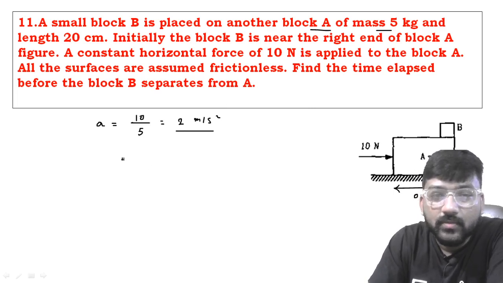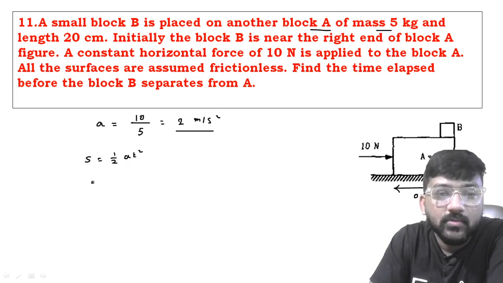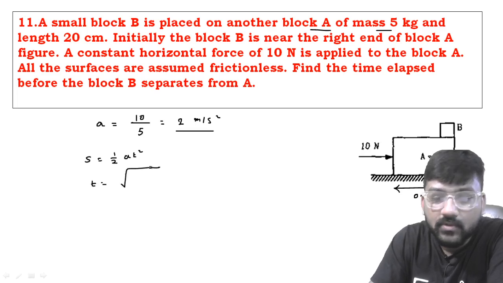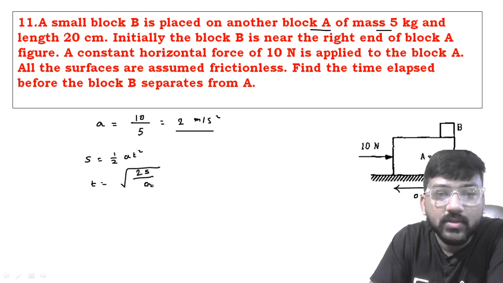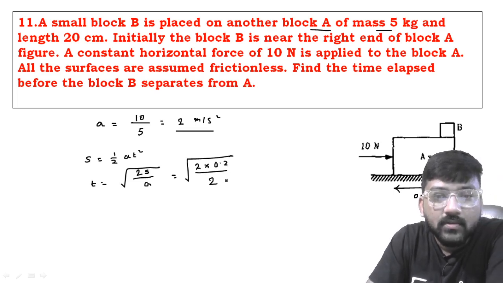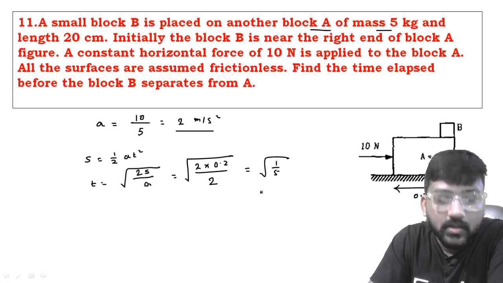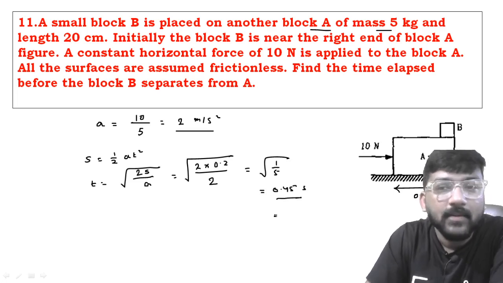Okay, so you know from your kinematics equation that S is equal to half a t square, because initial velocity is 0. So t will be root over 2S upon a. So that is root over 2 into 0.2 divided by 2. So that will be under root of 1 by 5, and calculating this, you will get just 0.45 second. Okay, so this is how you can solve this question.